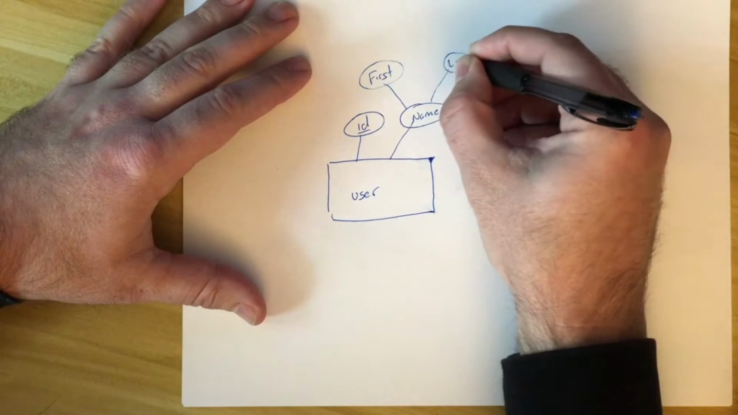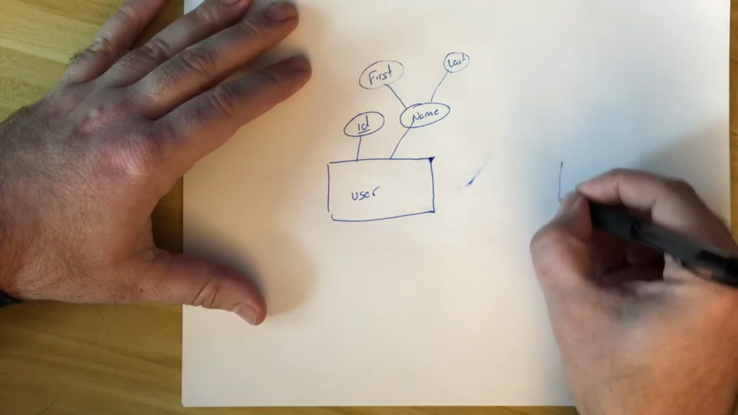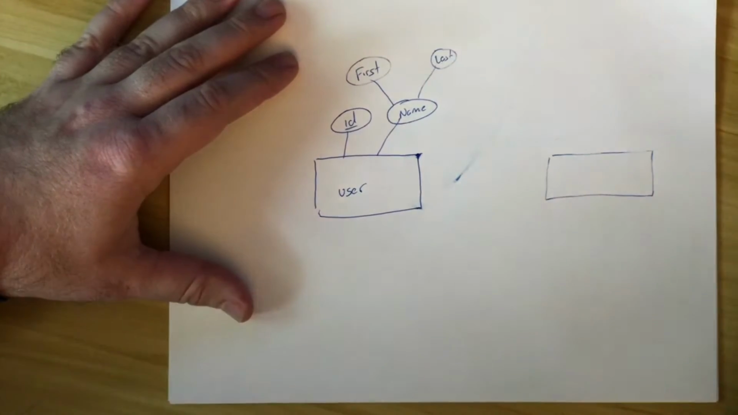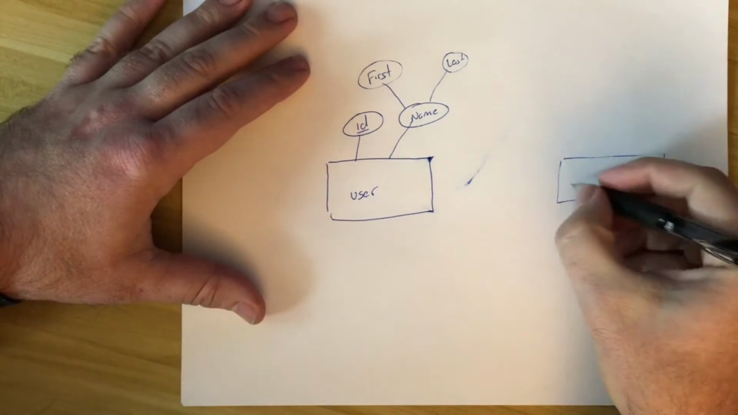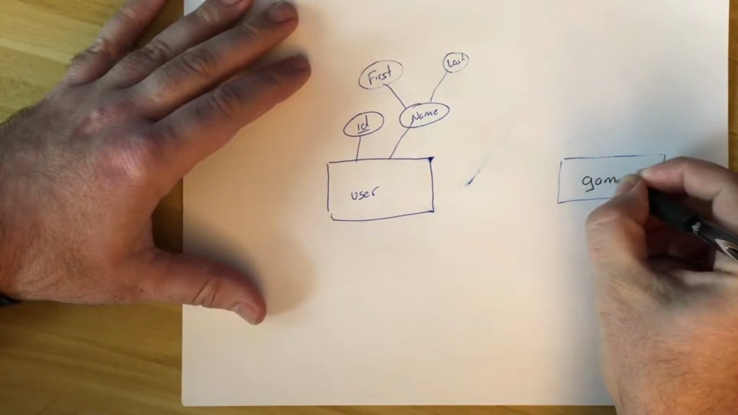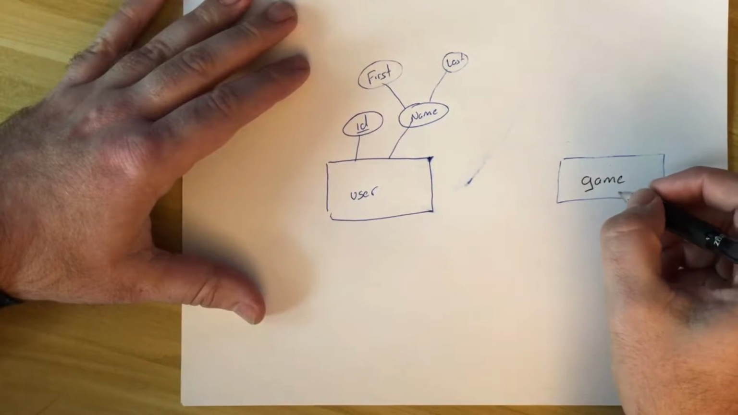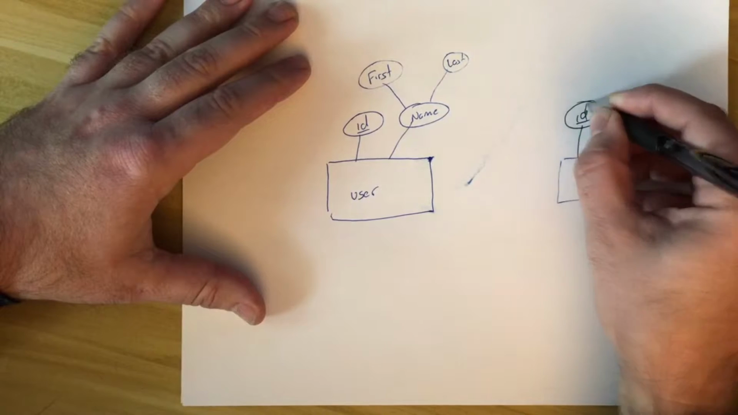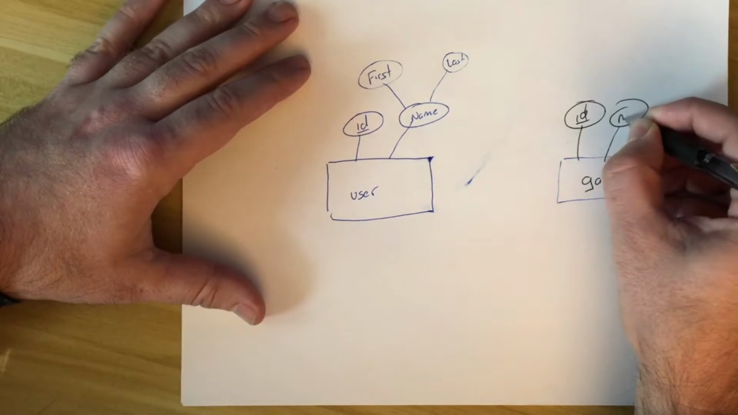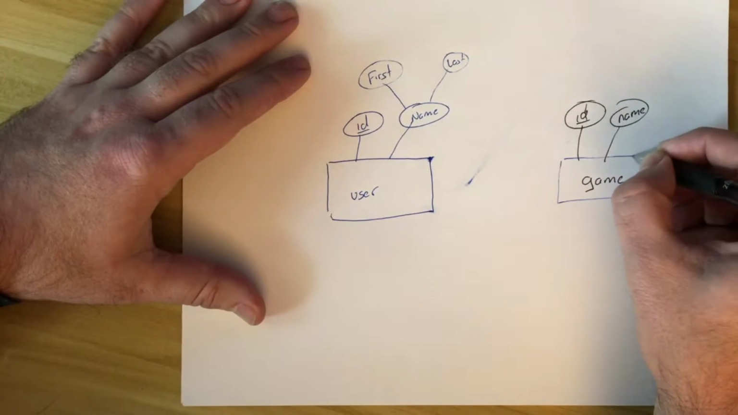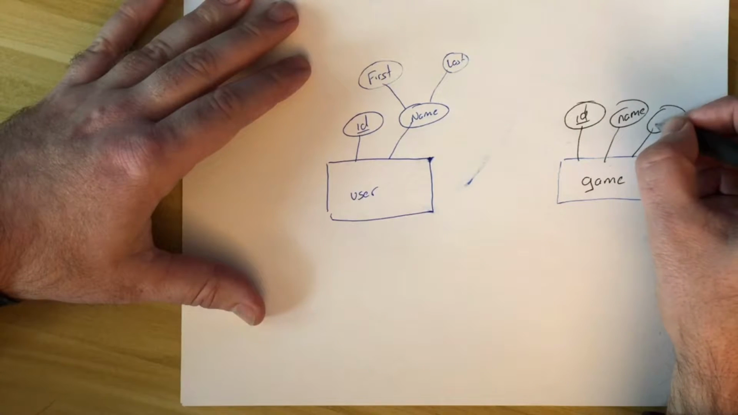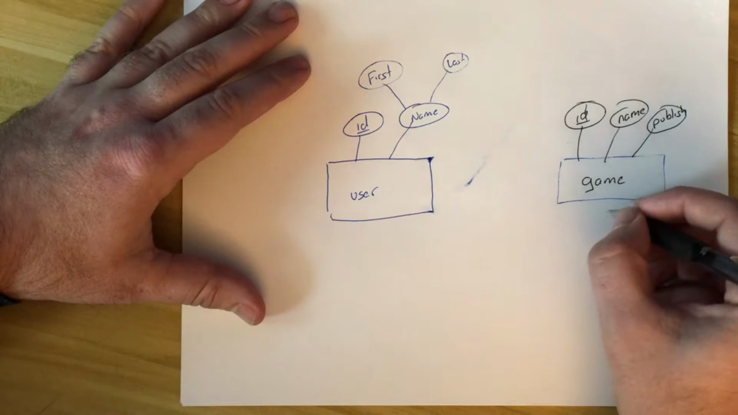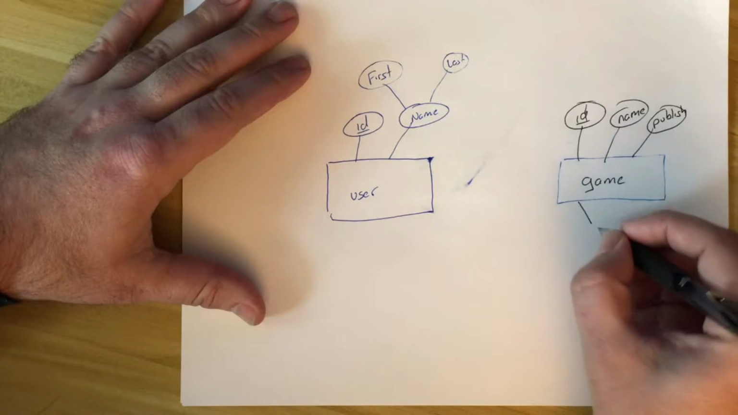And then we have a game table. In that game table, we're going to have a couple attributes as well. We're going to have an ID, a name of the game, and we're talking video games here, just something you're all familiar with. And a published date. And a publisher.